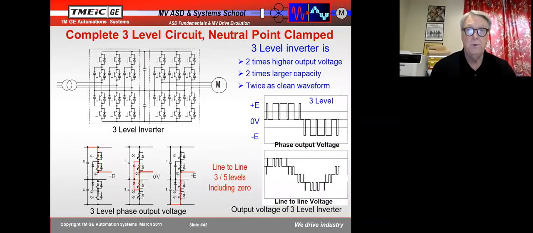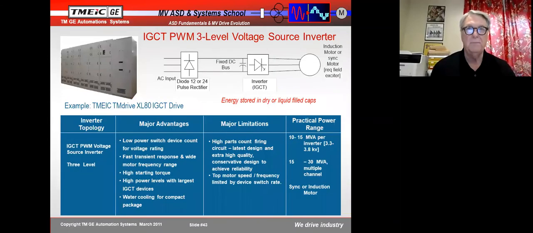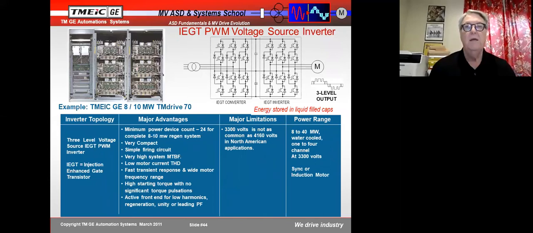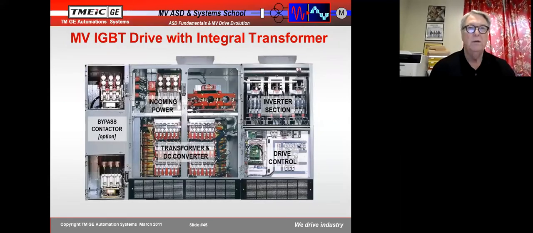Here is a 3-level circuit, neutral point clamped. Here's an IGCT inverter that is a 3-level, an older design. Here's an IEGT that has a 3-level output. And I'm going to move through some of these because we're getting to the end of our time.